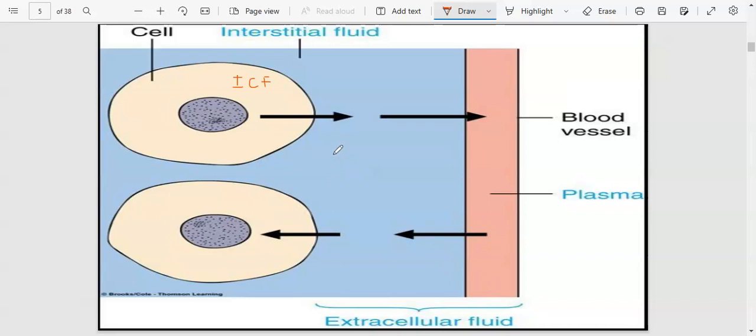So we have got this portion, which is in blue. This is going to be called the interstitial fluid. And then we have got this one, which is found within the blood. That is going to be called the plasma.